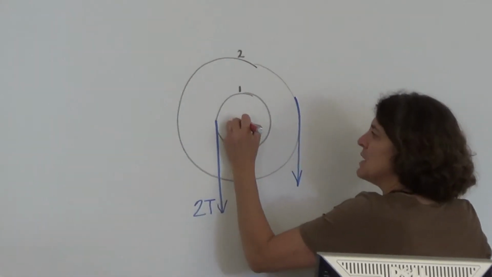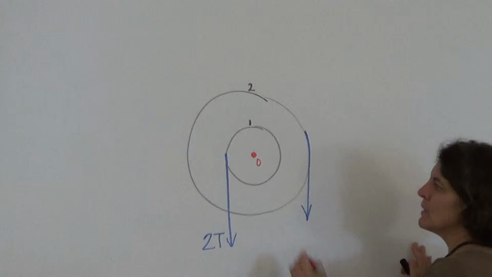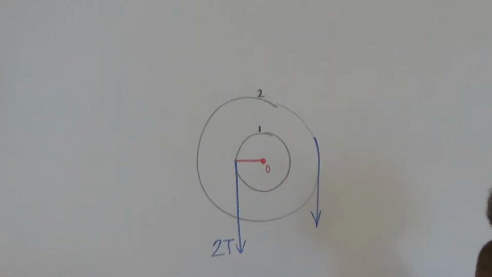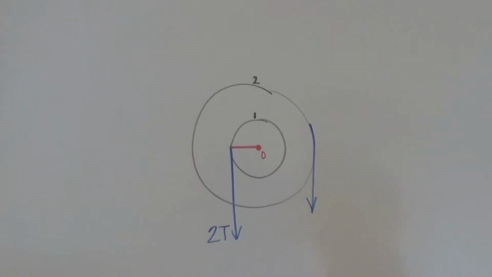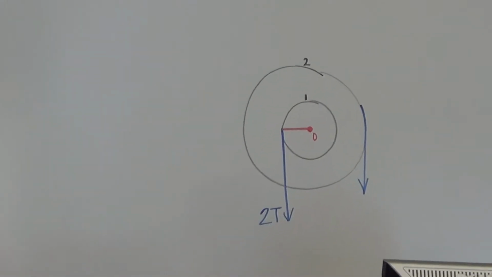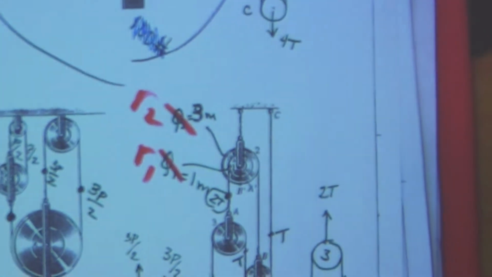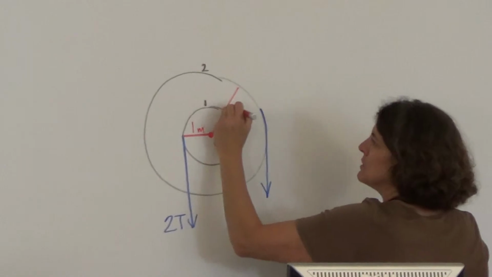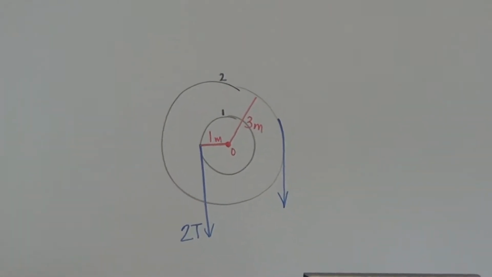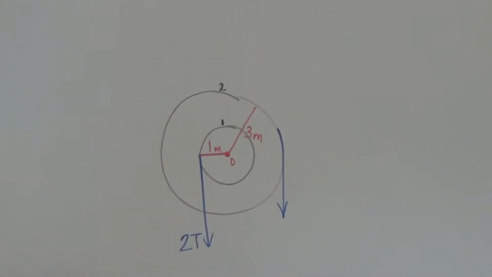So here's my center point, let's call it point O. What did I say the dimension is of this first one? The diameter is 1, right? So this is a half. You know what, could I just change this to being the radius of 1? Just so we're using easier numbers. So this is 1 meter, and what's the radius of 2? 3 meters. What's the symbol for radius? R.